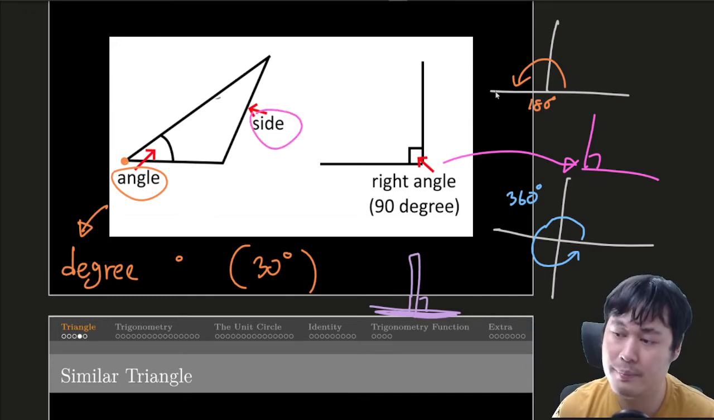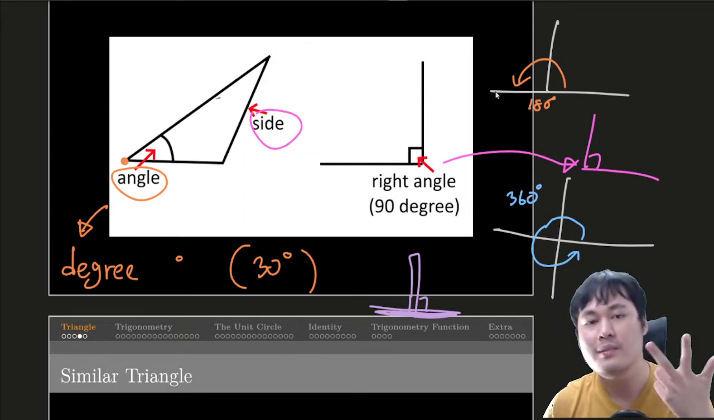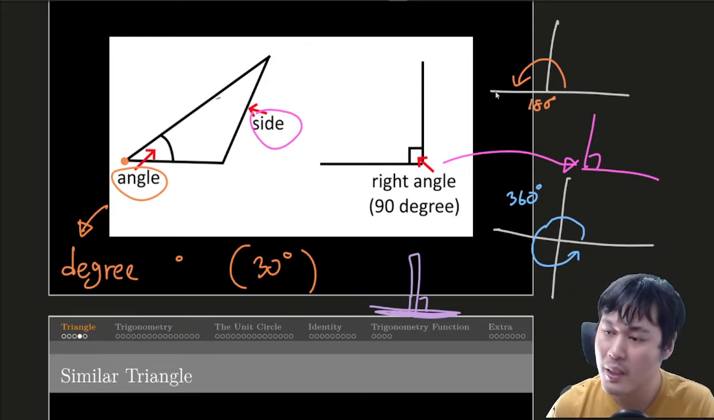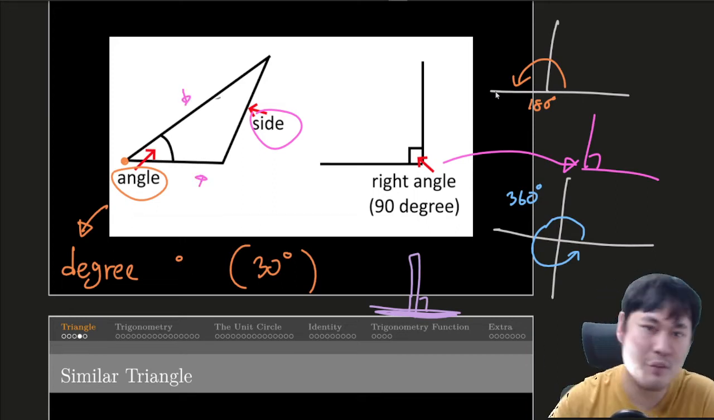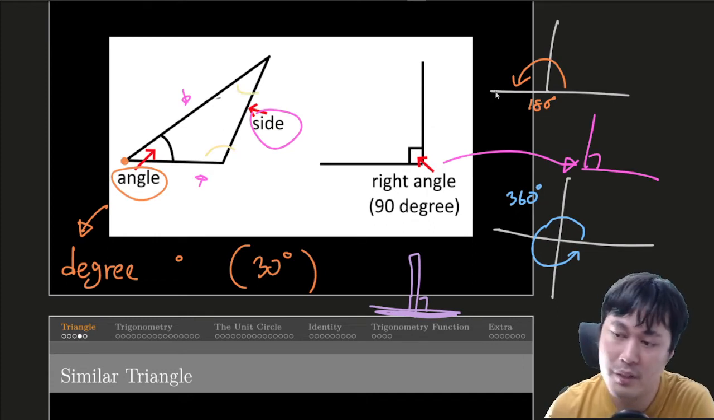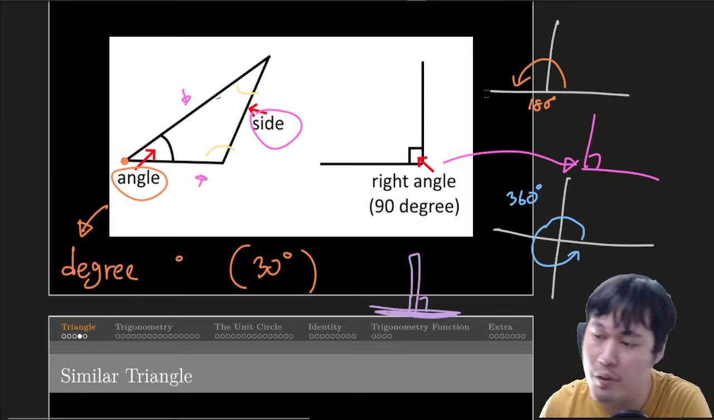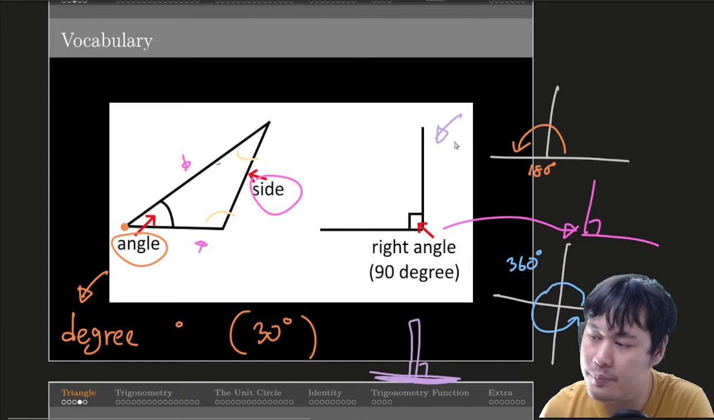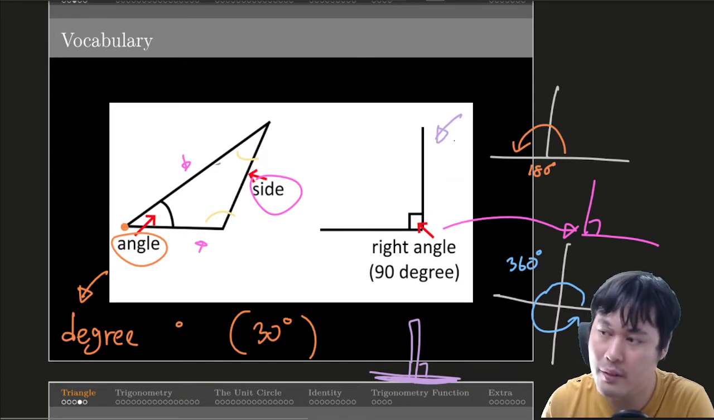Then we have a side. This triangle has three angles, and if it has three angles, then it would have three sides. This is not obvious. We will find this out later in this course. But for now, we have three angles, right, three sides. That's a triangle for you. And we are gonna focus on the right angle, and also the right triangle.